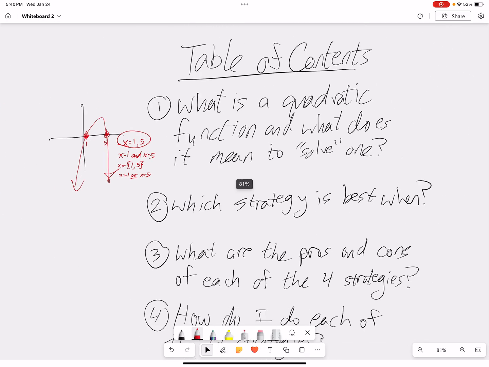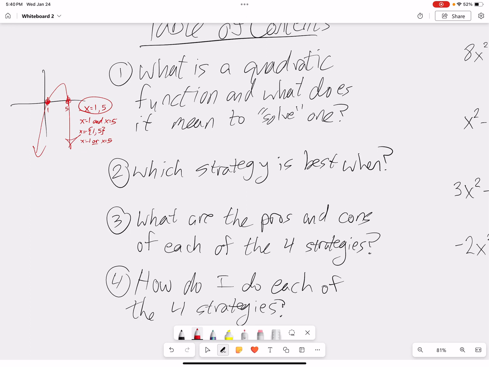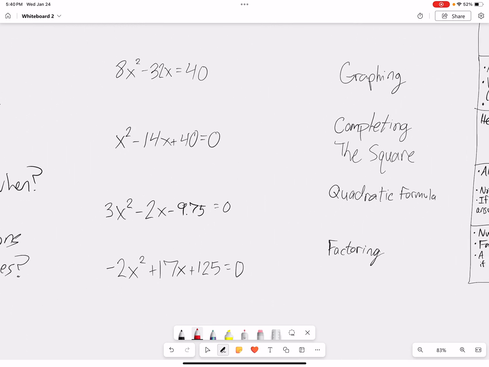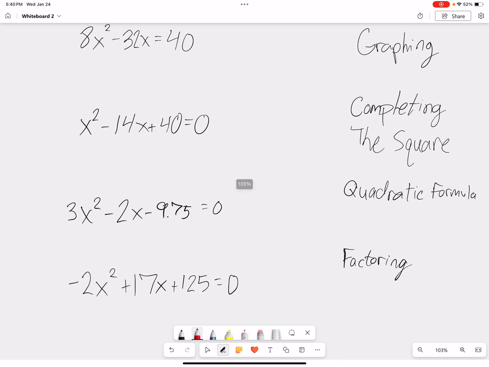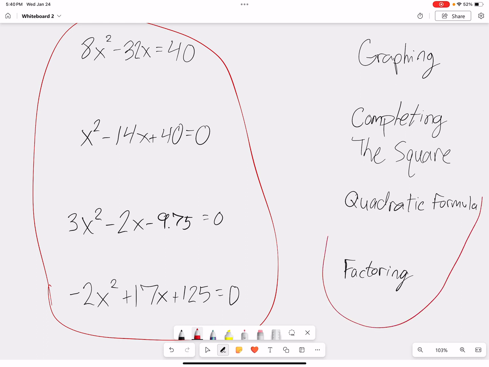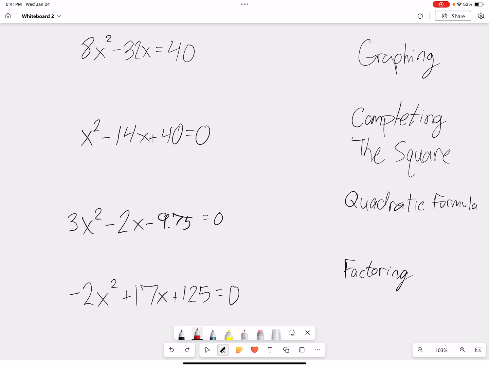Anyway, which strategy is best to use when? So what I've built over here is a little matching game. If I were given these 4 quadratics, maybe on a quiz or something, and if I were given these 4 strategies and I had to use each one once to solve those quadratics, here's what I would do first.